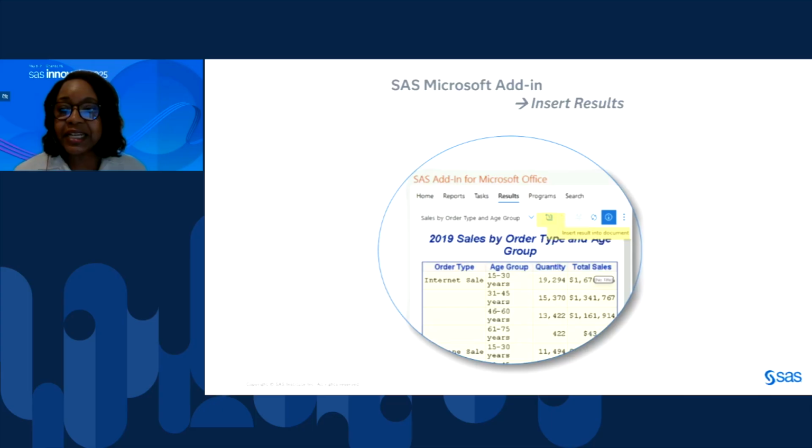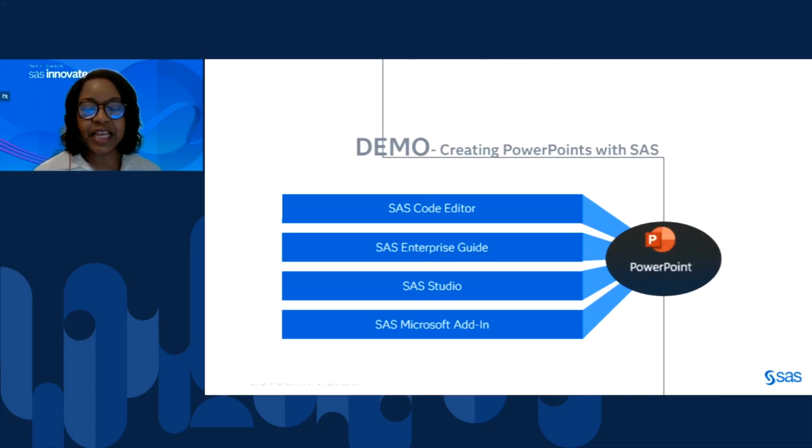Now, when it comes to the add-in for Microsoft Office, I think I remember a few of you said to use the add-in. So if you're using that, you're probably familiar with this. If you're not familiar, the add-in essentially adds a SAS menu into your PowerPoint environment. Once you're in that environment, if you run a report or a task, when you get your results, there's a little icon. You just click on that icon and it adds it into your PowerPoint presentation. Okay. All right. So let's take a look at all these different techniques.